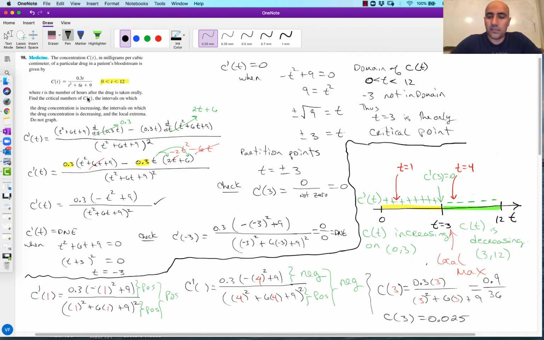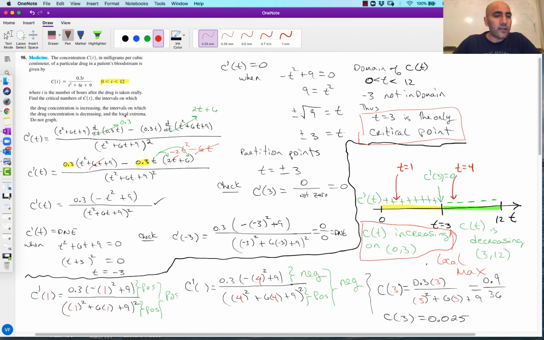Find the critical numbers of C of t. That was the first question. That's this right here. t equals 3 is the only critical number. So we answered that question. The intervals on which the drug concentration is increasing: C of t is increasing on 0 to 3. So that's this question.